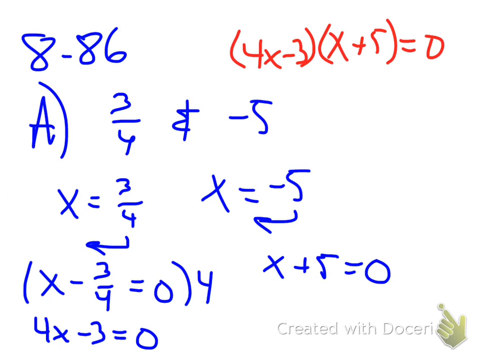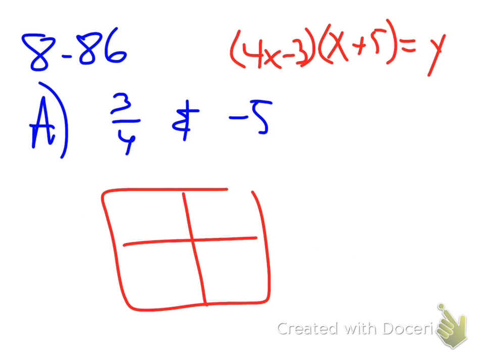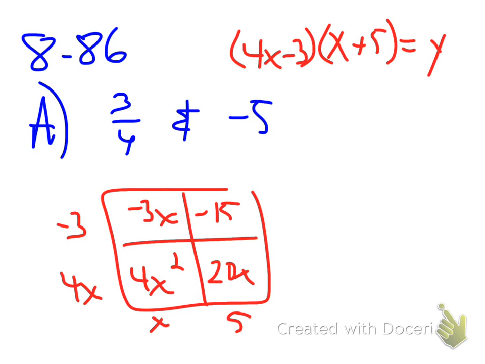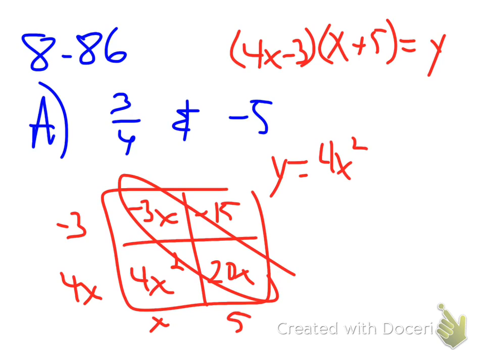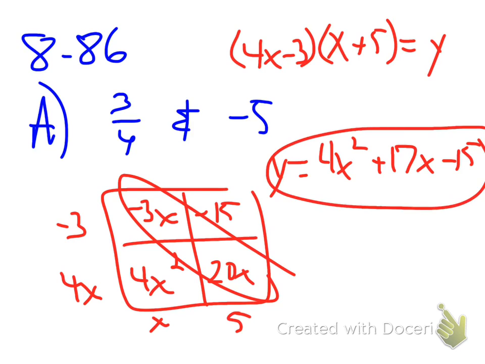Well, if I want to figure out the original quadratic that came from, I'm just going to get rid of this, and that's my y equals. And now I'm going to go through and just multiply that out. So what I'm going to do is use a generic rectangle. 4x minus 3 and x plus 5. So I'm going to get 4x squared, negative 3x, 20x, and negative 15. Combine your like terms, and I'm going to get y equals 4x squared plus 17x minus 15. That will now be the quadratic that gave us these roots.